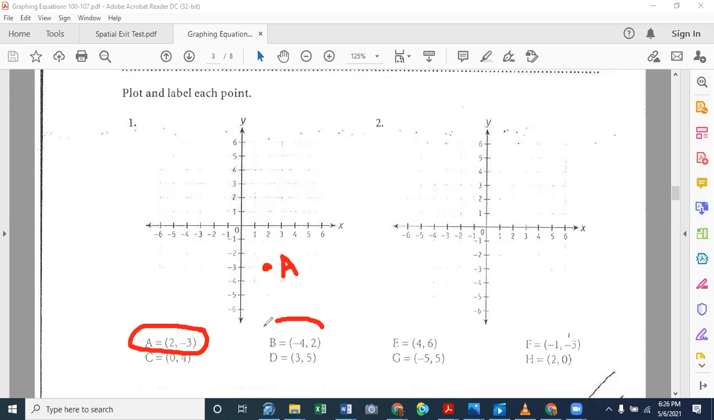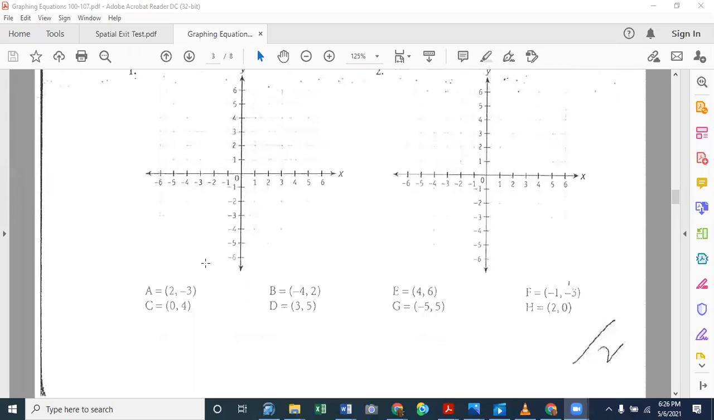Let's do point B. It's -4, 2. What quadrant will that be in? Yep, quadrant 2. So we go 4 to the left, 1, 2, 3, 4, and we go 2 up, 1, 2. That is point B, quadrant 2. And you can plot the rest of those. And let's move on to the next page.